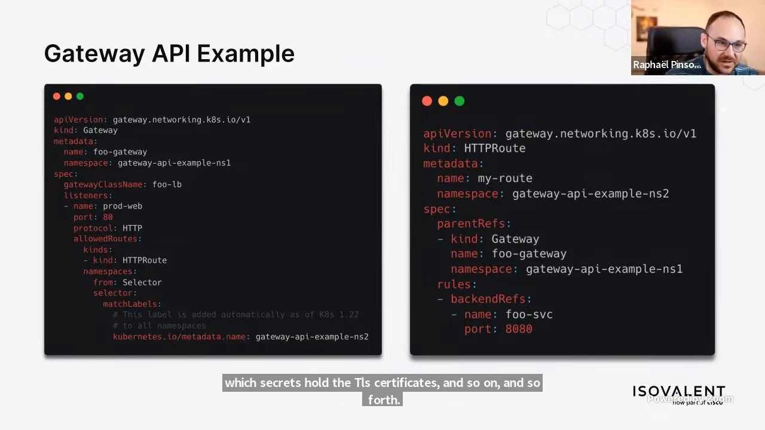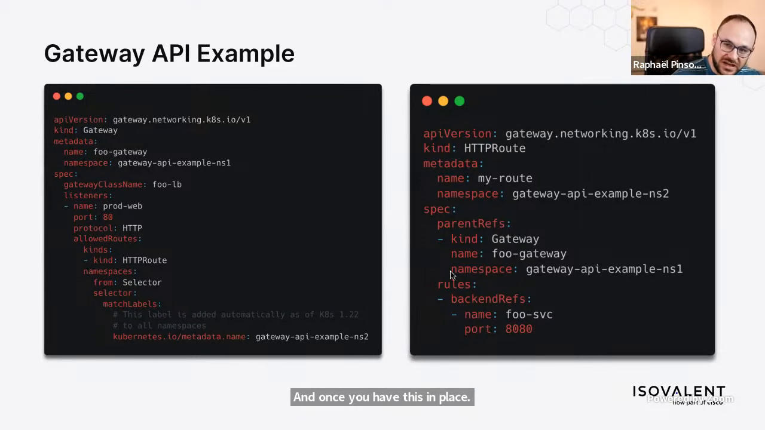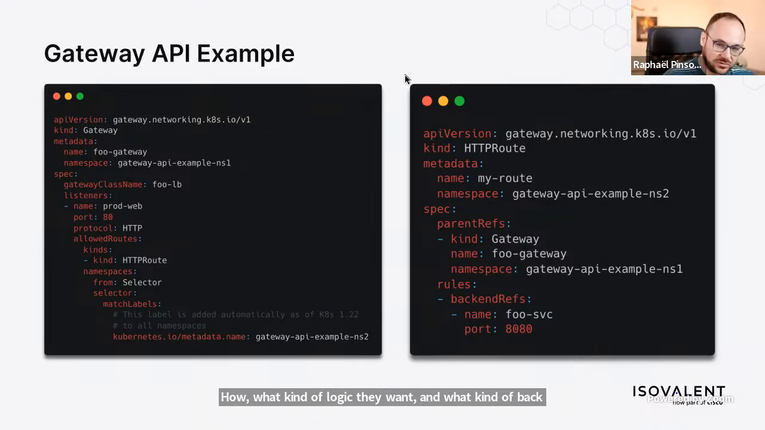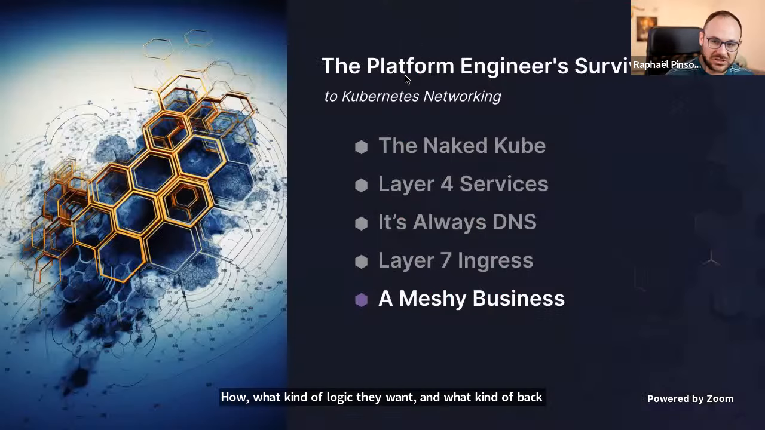And once you have this in place, then your users will be able to use HTTP routes and attach them to the gateway, provided it's allowed by the gateway itself. And so they will only specify what kind of logic they want and what kind of backend, what kind of services they want to redirect to. So this is a proper separation.